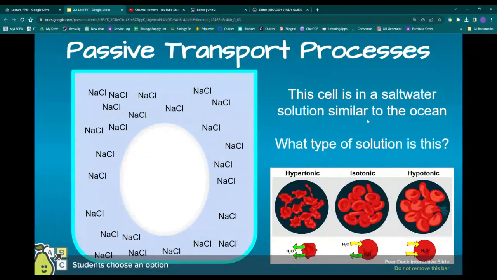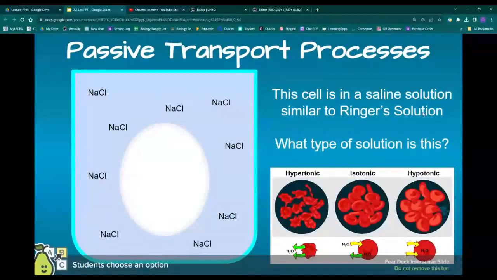So in this example, this cell is in a saltwater solution similar to ocean water. Is this a hypertonic, isotonic, or hypotonic cell? Well, if this egg represents our cell and we have salt, the salt cannot cross this membrane, but the water can. So the water from inside of the cell is going to move out to try to dilute all that salt. So this is actually a hypertonic solution, and the cell, or the egg in this case, will shrivel.